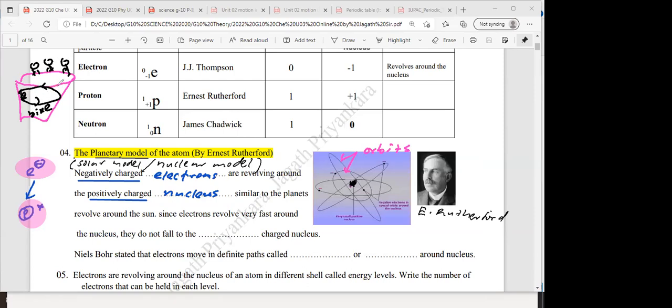So suddenly, can he apply brake and stop in the middle? No, he will fall to the bottom. So these electrons are also like that. They don't stay at rest. They are moving rapidly around the nucleus. Otherwise, they will fall onto the nucleus.